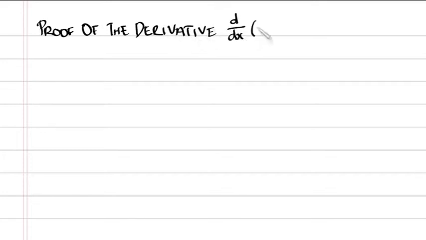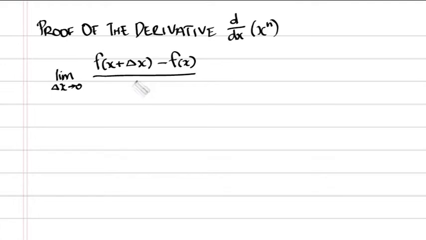In this video, I'm going to look at the proof of the derivative that d by dx of x raised to the power n is equal to nx to the n minus 1. If we consider our definition of a derivative, which is the limit as delta x approaches 0 of f of x plus delta x minus f of x over delta x.